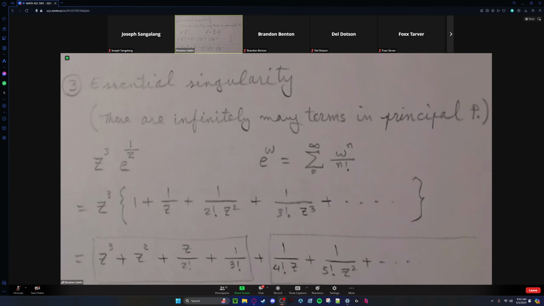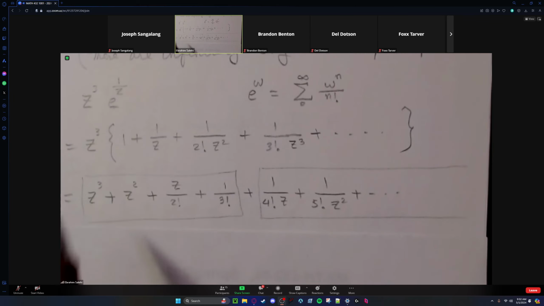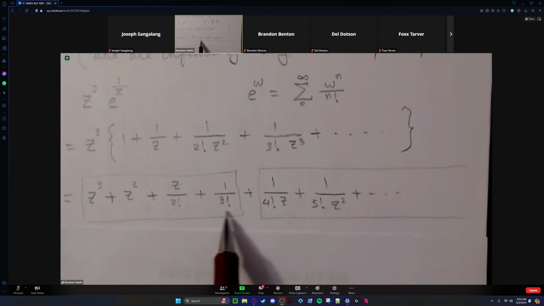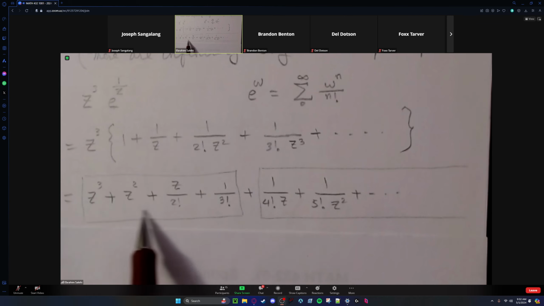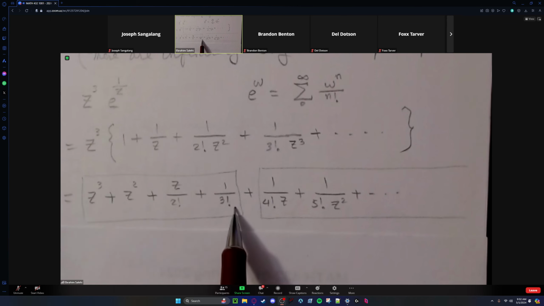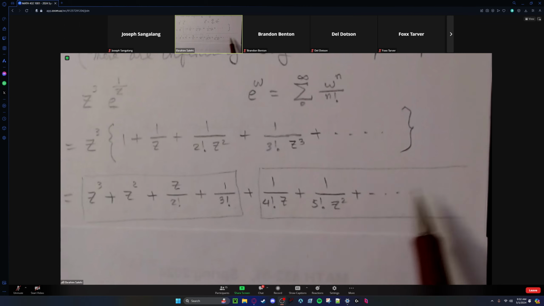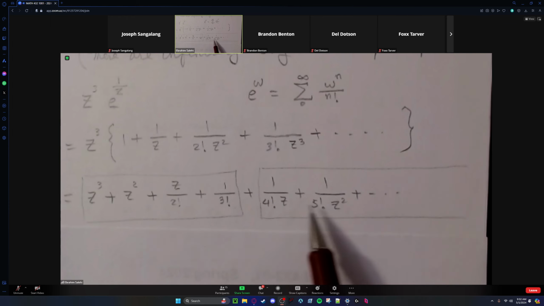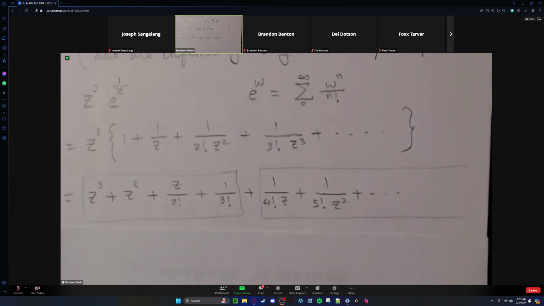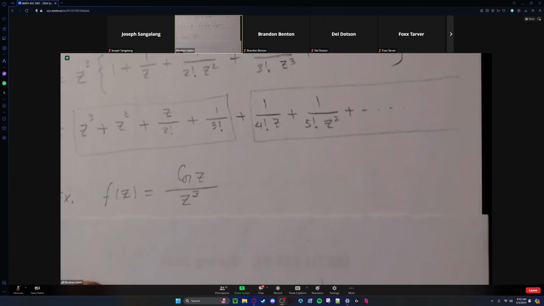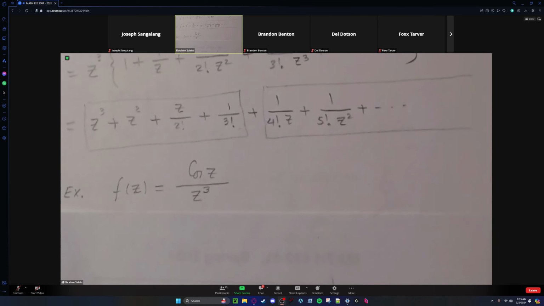After multiplying by z cubed, here is the analytic part: a constant together with positive exponents of z. And here is the principal part. It doesn't terminate. It goes forever. The negative exponents of z will go forever. This type of singularity is called essential singularity.